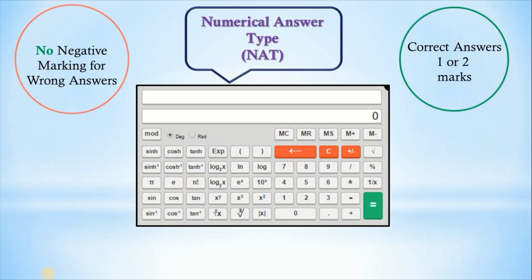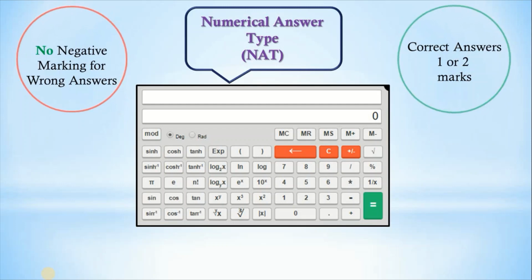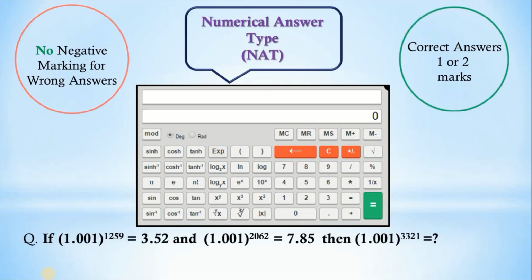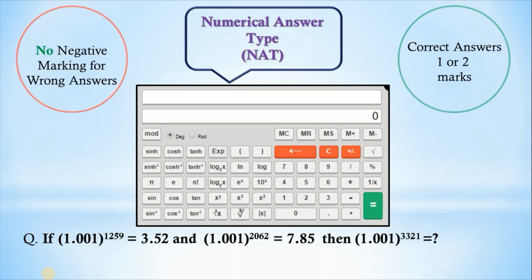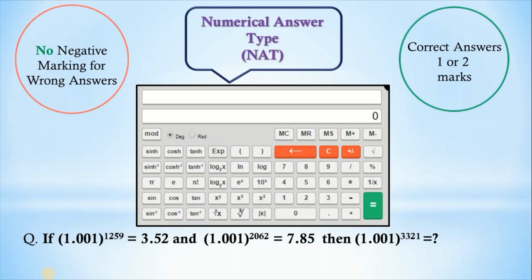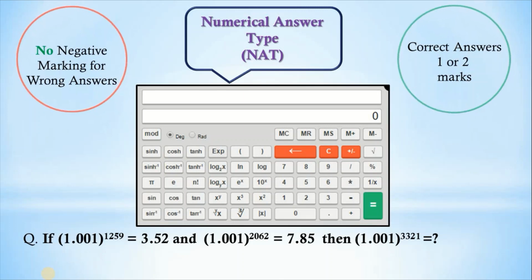If it is correct or within the range, then you will get either 1 mark or 2 marks based on the question. So in the example here, the question is there, but the options are not given. In earlier multiple choice questions, the options are given, so based on those options you have to select one option. But here the options are not given, so we have to solve this.